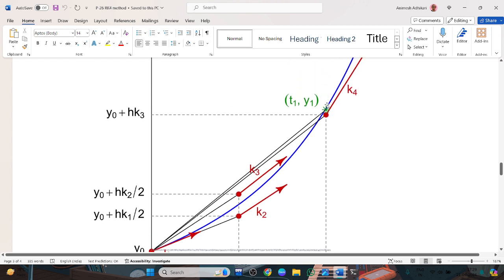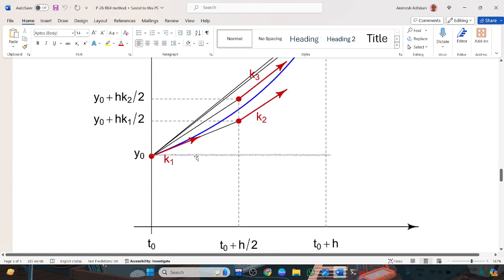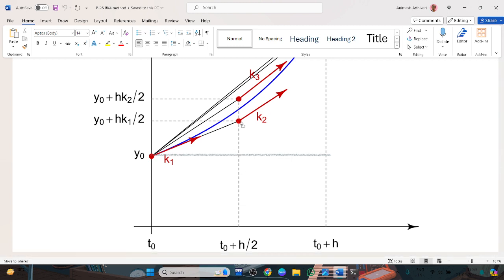The blue color shows the original, exact value, that is y equal to y(x), and this is the exact value. But we are interested in the numerical value of this. So this is k1 at this point, and k2 is the value of dy/dx, that is the function f, at this point t0 plus h by 2. So obviously this is y0, and with k1 the height from y0 is y0 plus h by 2 into k1, because this is h by 2, so this height is h k1 by 2.